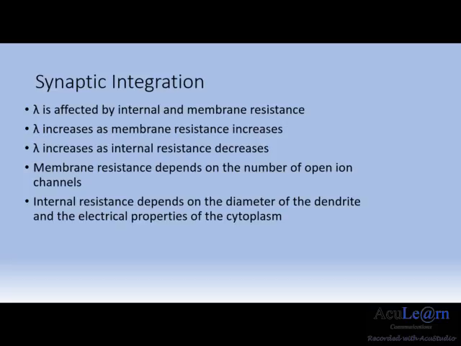For internal resistance, it is dependent on the diameter of the dendrite and the electrical properties of the cytoplasm. As the diameter increases, the internal resistance decreases as the current would tend to flow inside the membrane more. Therefore, lambda will increase as internal resistance decreases. Ultimately, for a large lambda, one would prefer a high membrane resistance and a low internal resistance.